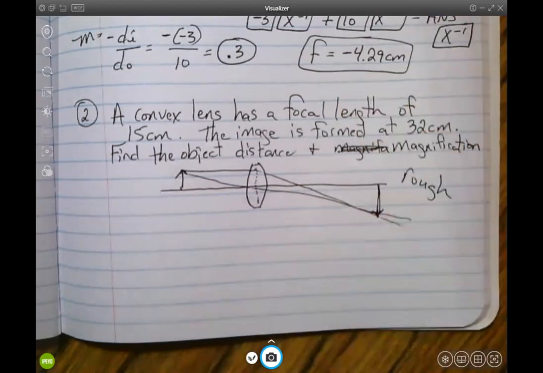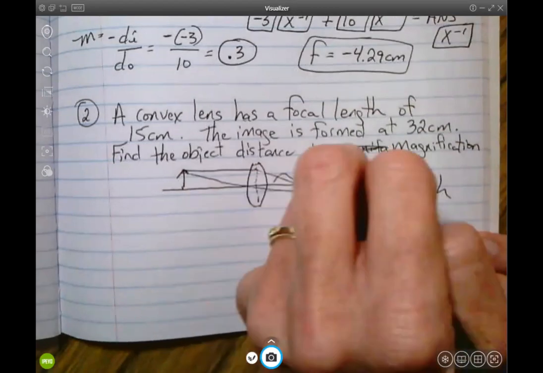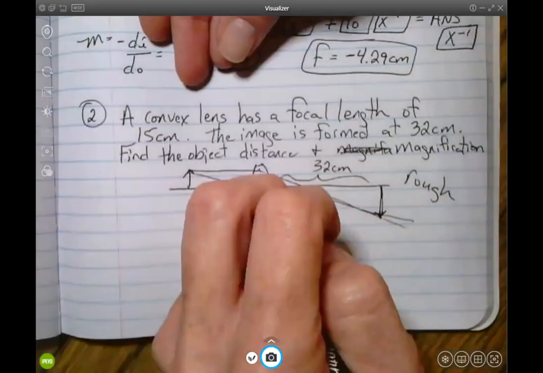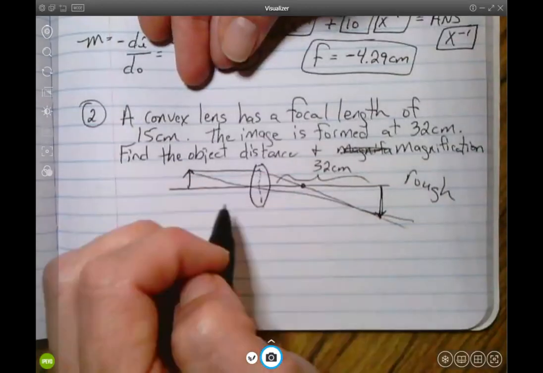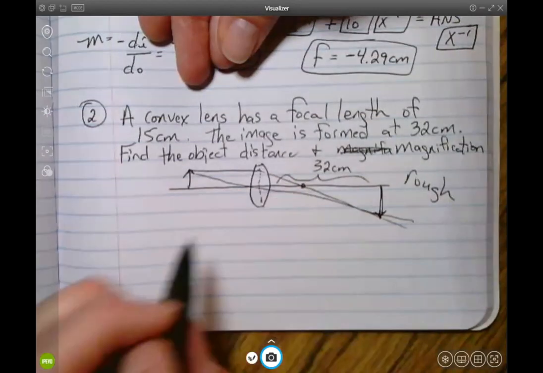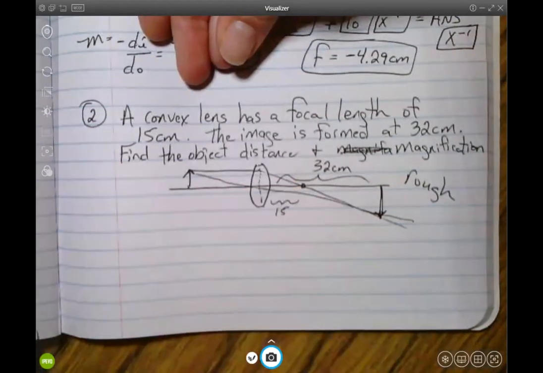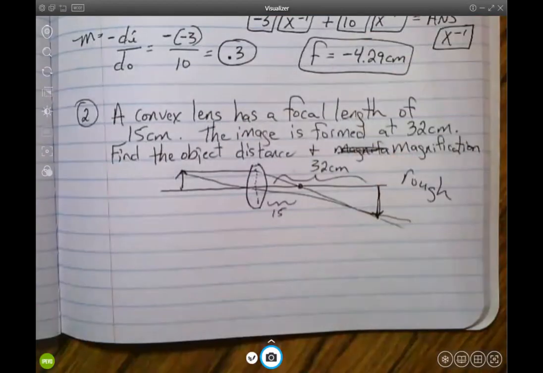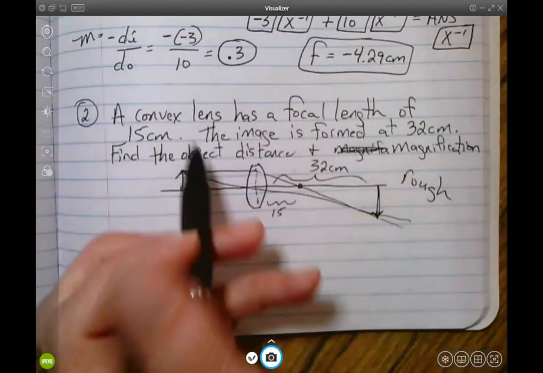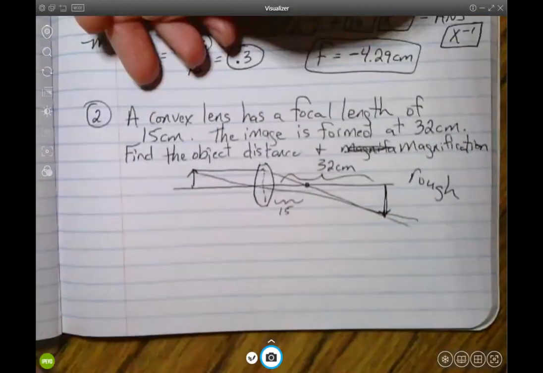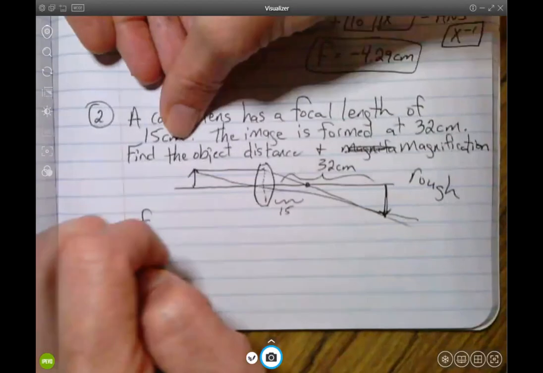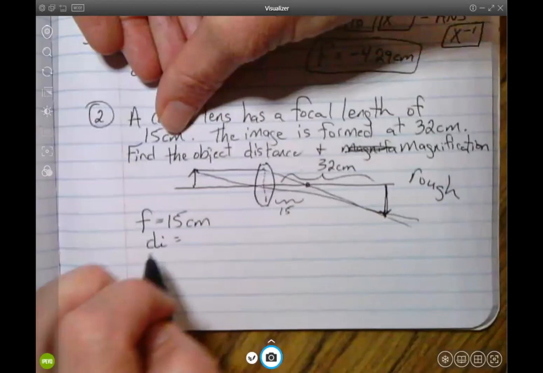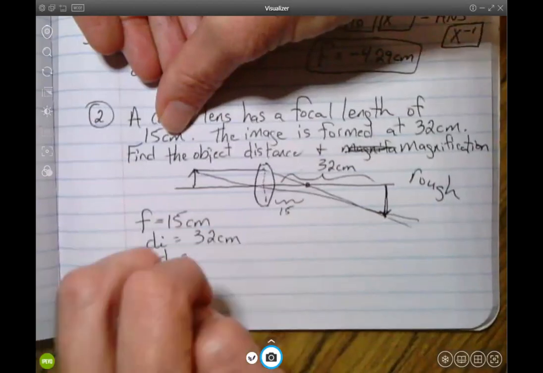But we do know that this is 32 centimeters. And we know that there's some focal point at 10 centimeters, or 15. 15, something like that. Anyway, it doesn't matter. I just want to look at what the picture would look like. It might be easier to rough out a picture after you solve all this stuff. All right, so F is 15 centimeters. DI is 32 centimeters, and we're looking for DO.